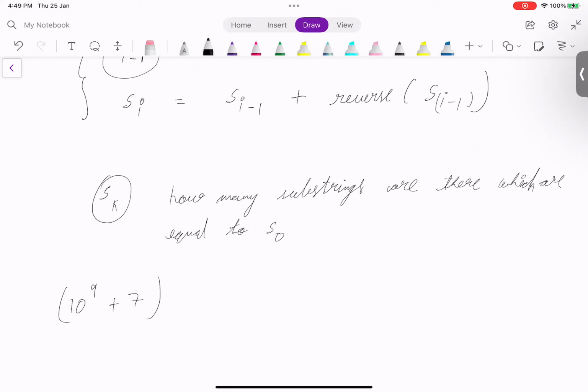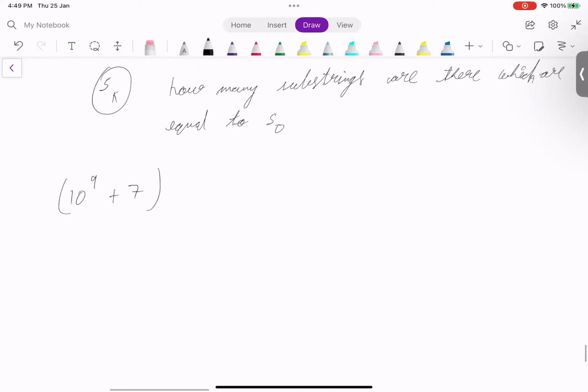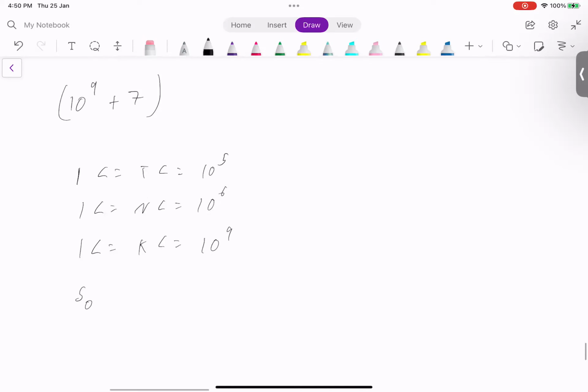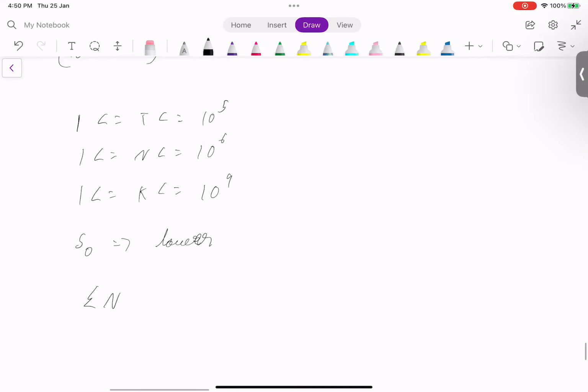Now if we look at the constraints, the number of test cases is in the range 1 to 10 power 5. N is in the range 1 to 10 power 6. And K is in the range 1 to 10 power 9. It is also guaranteed that S of 0 will only consist of lowercase characters, and the summation of n over all test cases won't exceed 2 into 10 power 6, as mentioned.